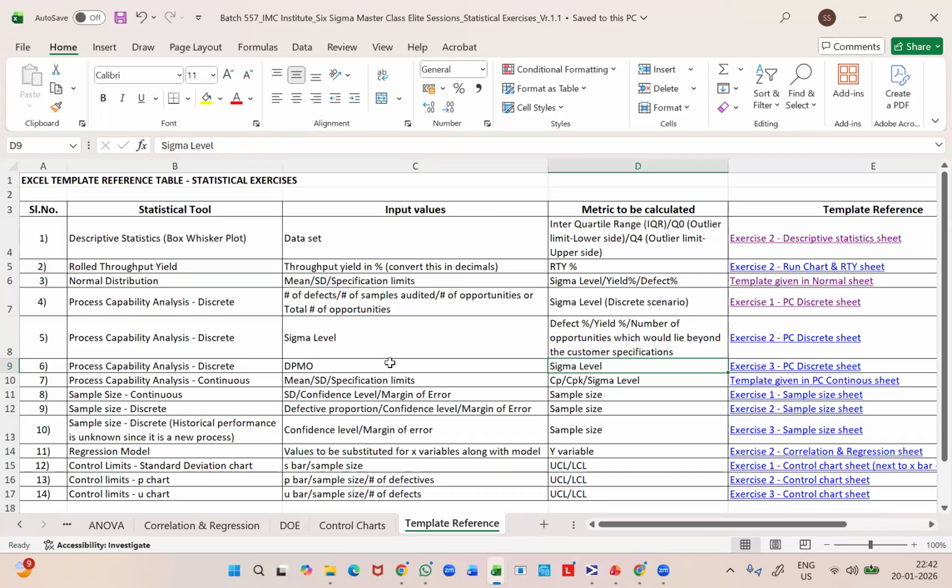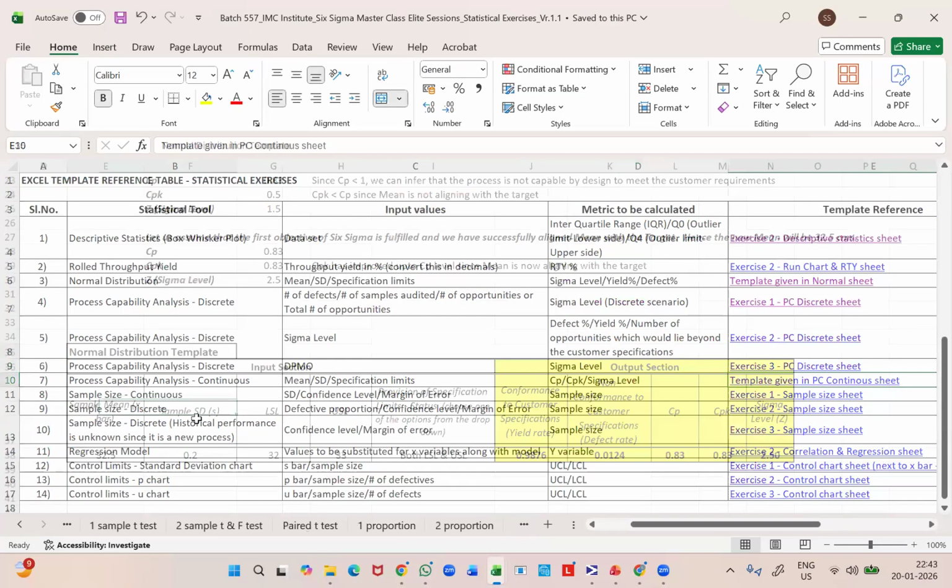Or if you are asked to calculate the CP/CPK values, right? So given the mean, standard deviation, and the specification limits, if you are asked to calculate the CP, CPK, and sigma level values, then we need to use the template given in the PC continuous sheet. But this is the same as the normal distribution template. The same template will be used for calculating the CP and CPK values as well.